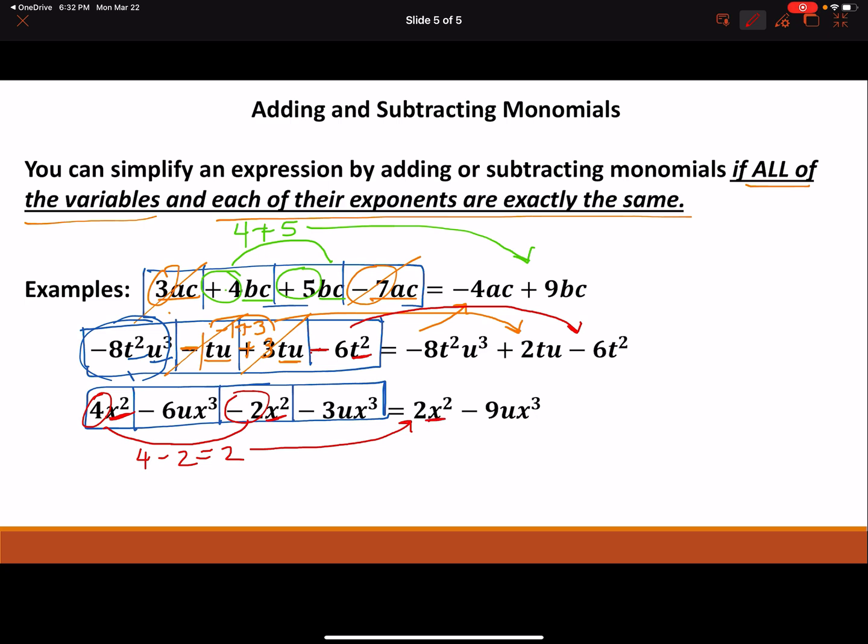Okay, the second term has negative 6 ux to the third. Our last one also has a ux to the third, so those two can be put together. So we're going to take the negative 6 and subtract 3. Put that into your calculator. That's going to give us a negative 9. So that's our sign and our coefficient, and then the ux to the third simply moves over here with it. So your final answer actually has two terms. And we don't know the value of these variables, so that's as far as we can go with each of these.